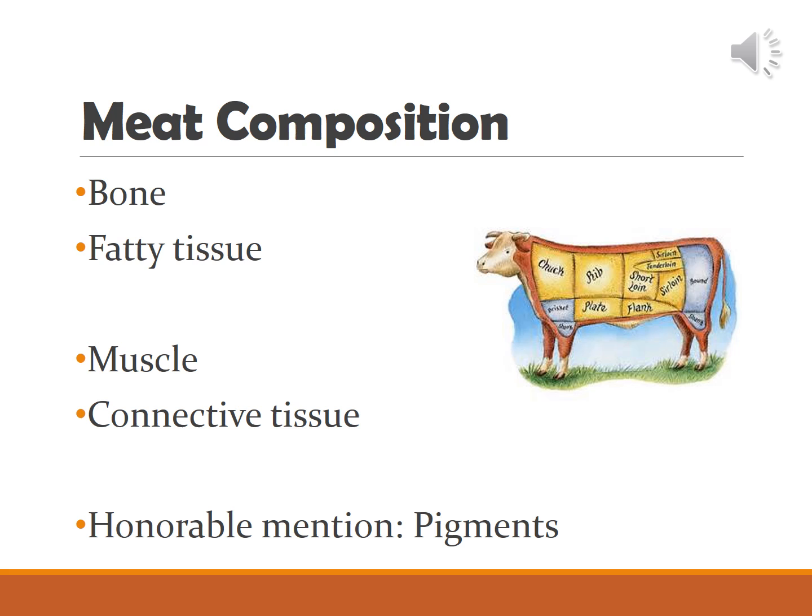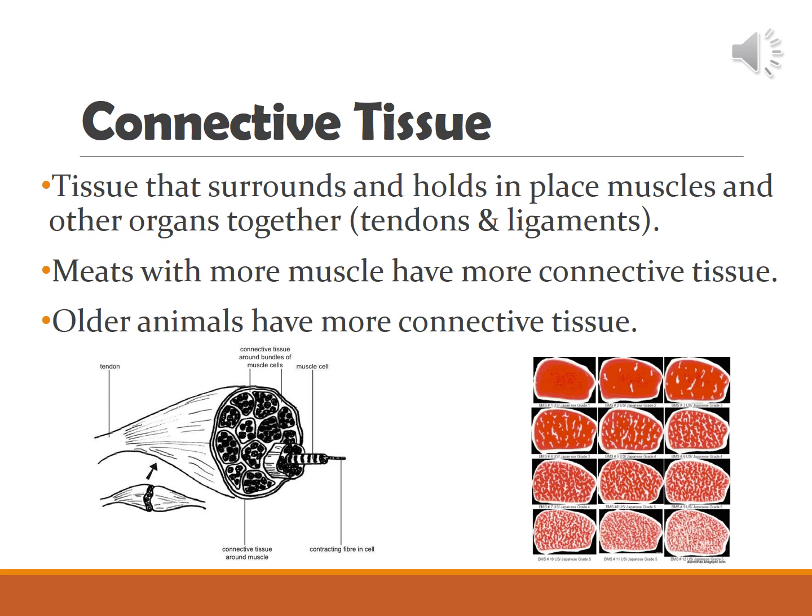Muscle and organs are all going to be surrounded and encased by a thing called connective tissue. Again, connective tissue is tissue that surrounds and holds in place muscles and other organs, otherwise known as tendons and ligaments. So meats that have more muscle are going to have more connective tissue because you need more connective tissue to surround that muscle. Also, older animals, as they age, develop more and more connective tissue, so their meats are going to be tougher as well.